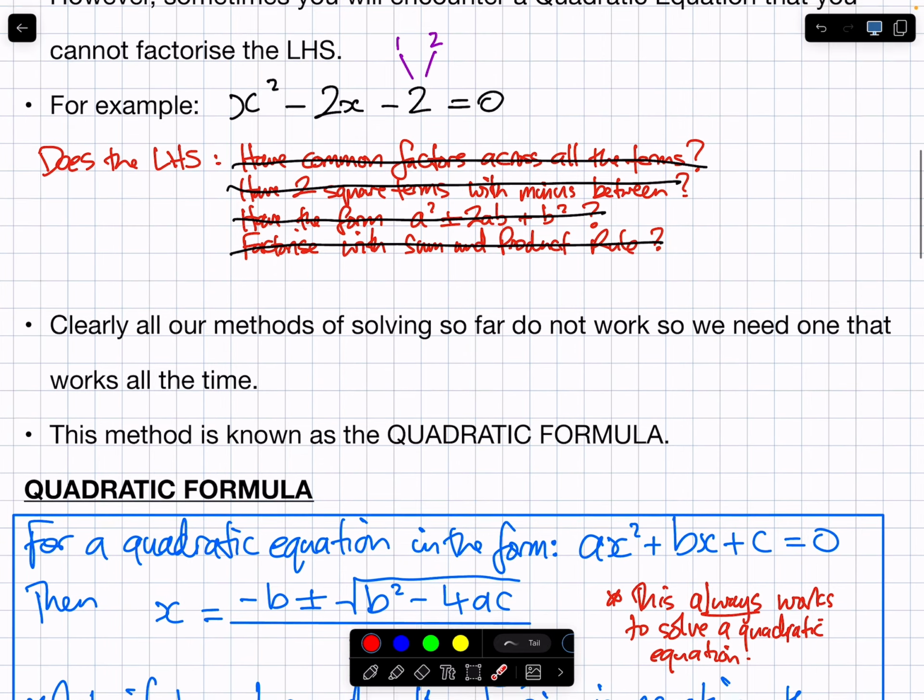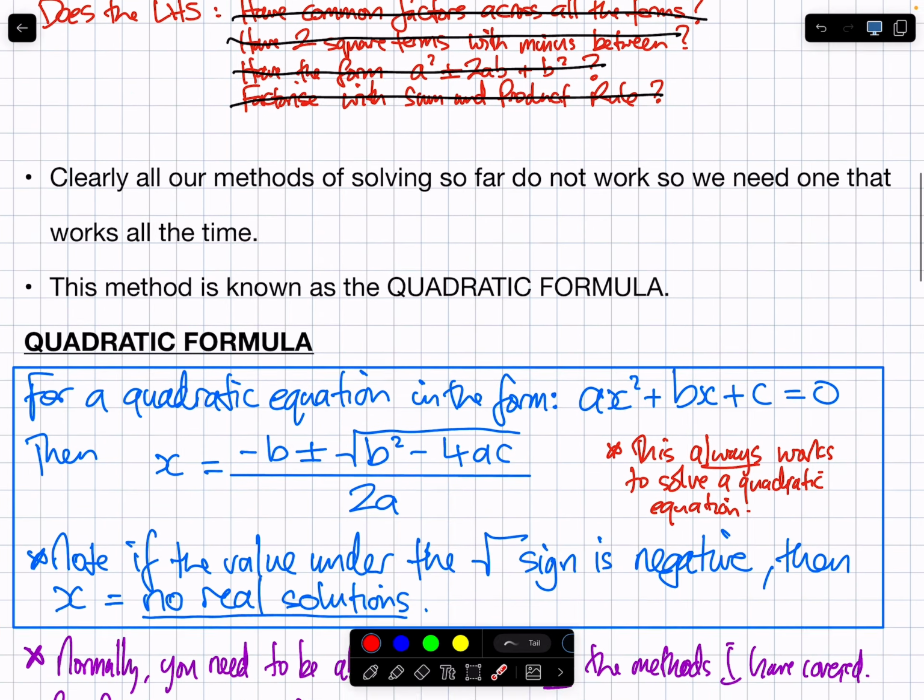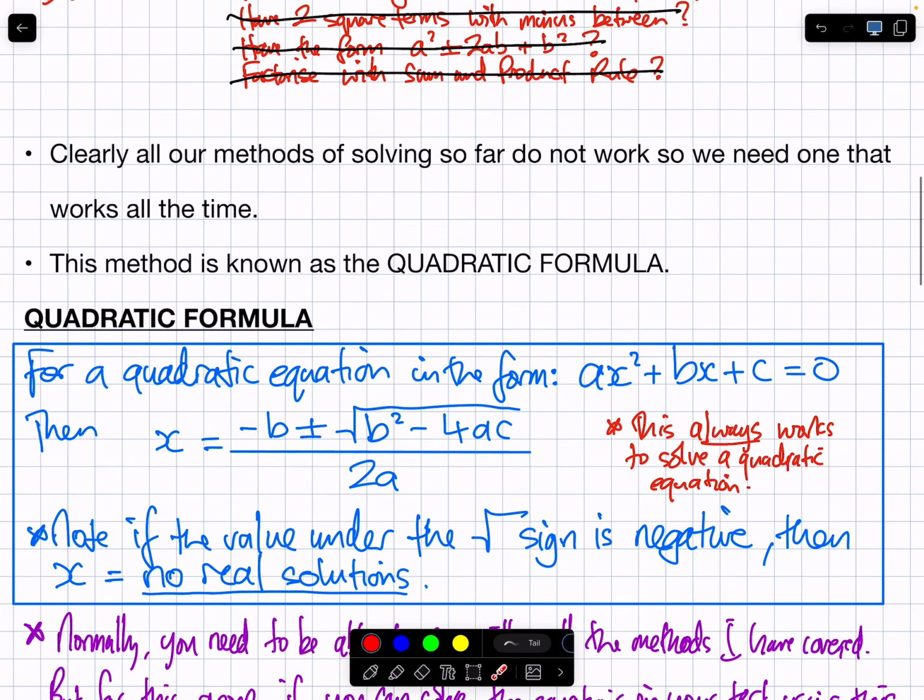This method is known as the quadratic formula. And calm down, it looks like it's crazy, but when you work through it, it's not so bad. You're just putting numbers where the letters are meant to be. So for a quadratic equation that's written in this form, it has to equal 0. Then x, the solution, is going to be negative b plus or minus the square root of all this stuff here, b squared, take 4ac, divided by 2a. This will always work to solve a quadratic equation.